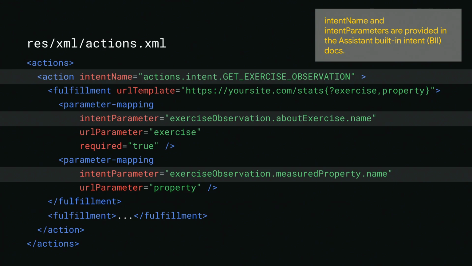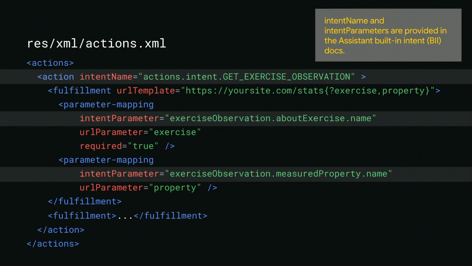Moving down to the parameter mapping blocks, this is where we define which parameters we want to listen for in our Android app. You can see here that we've defined two. One is exerciseobservation.aboutexercise.name. This is going to map over to the exercise that the user is asking about. For example, running or biking.